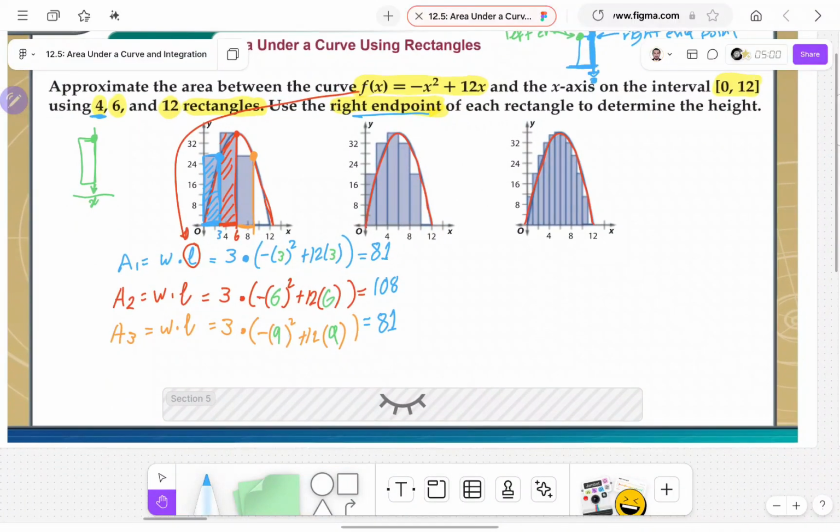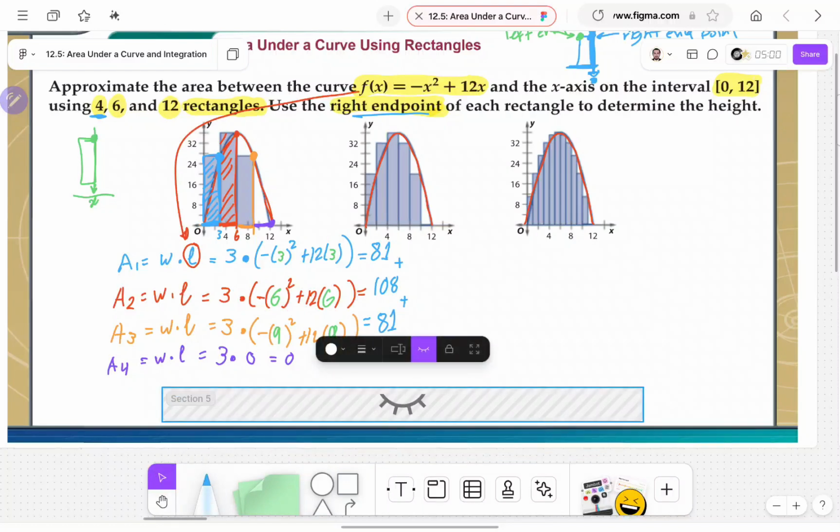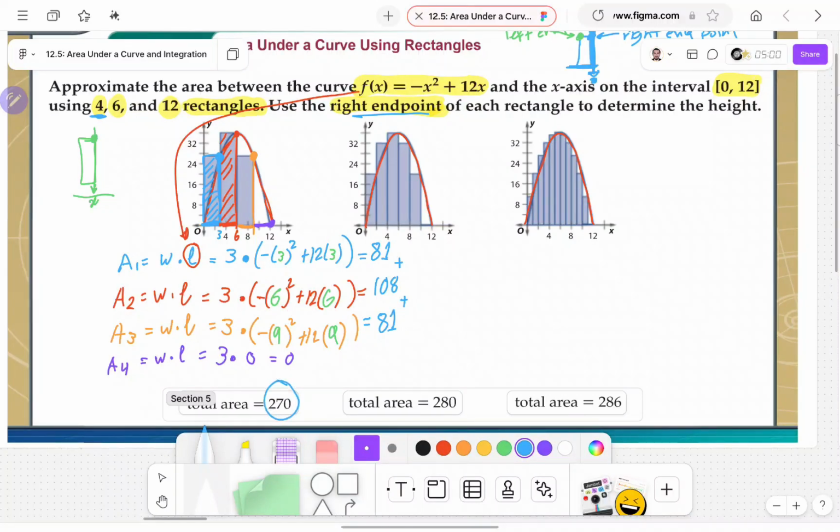Now area number 4, because we have 4 rectangles. In area number 4, width times length, the width is already 3, but now look at the height. Do I have a height for this one? It's on the x-axis. It's already 0. So 3 times 0 is equal to 0. I don't have area 4. Now let's find the total area. The total is 81 plus 108 plus 81 plus 0, and if I click here, you can see the area is equal to 270.